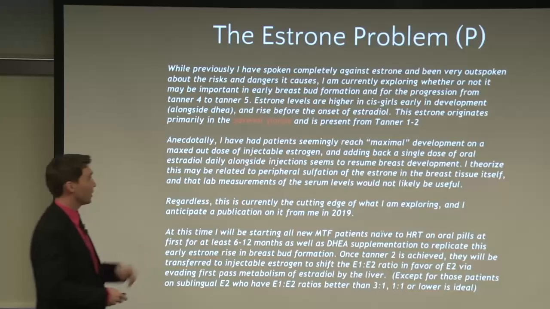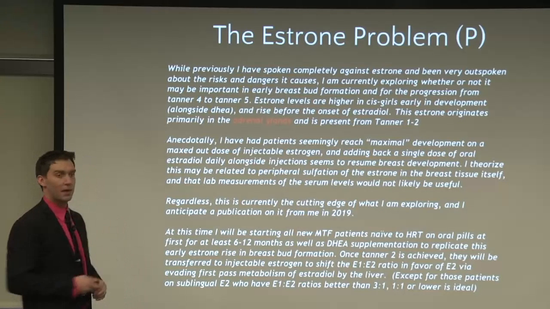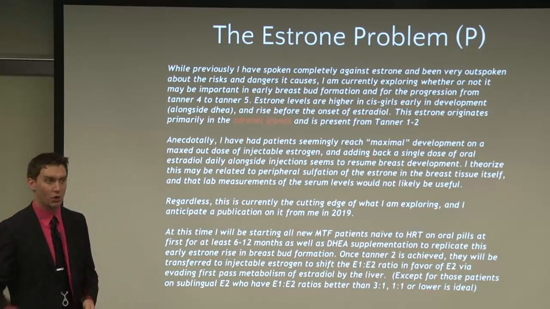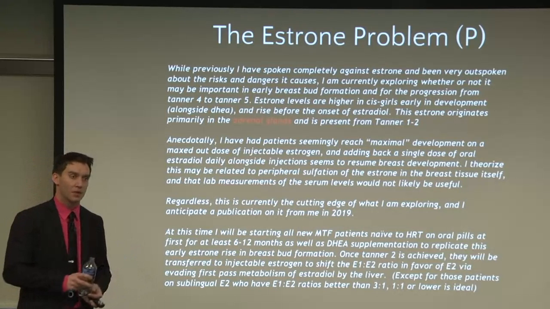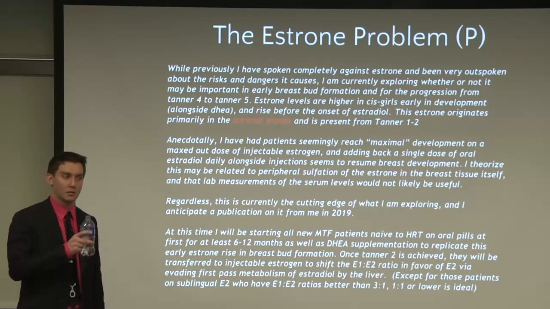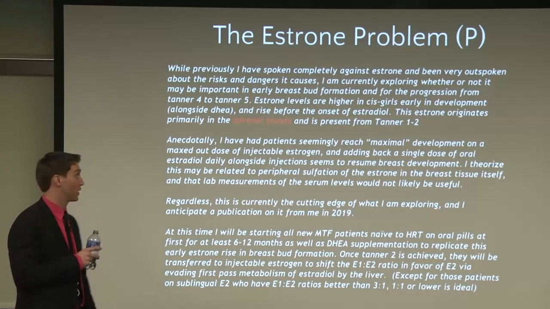So I realized, maybe this would be better. So I actually let my patients stay on oral pills even if they have a crappy ratio for 6 to 12 months, then I switch them. Because effectively I'm mimicking thelarchy in a cis girl who would go through the same sort of thing.